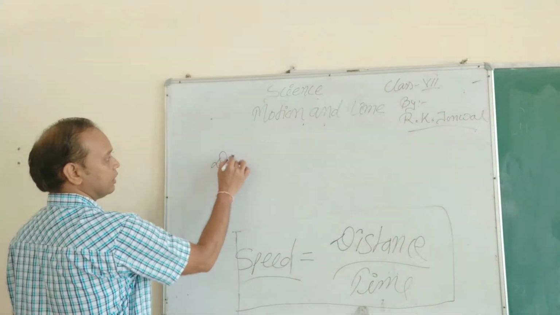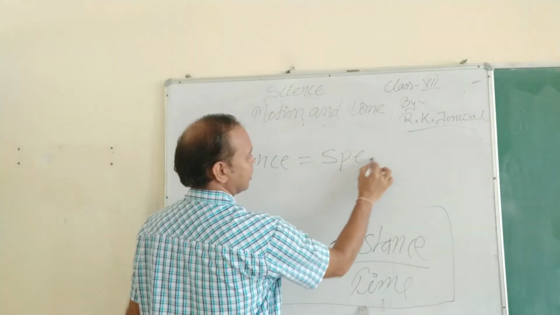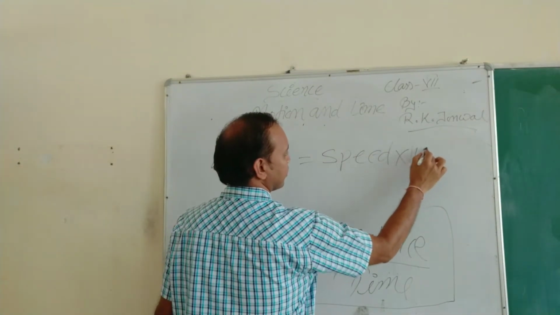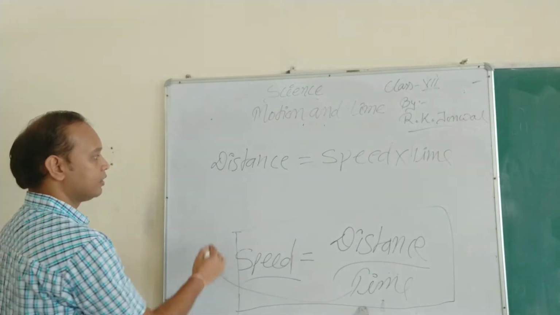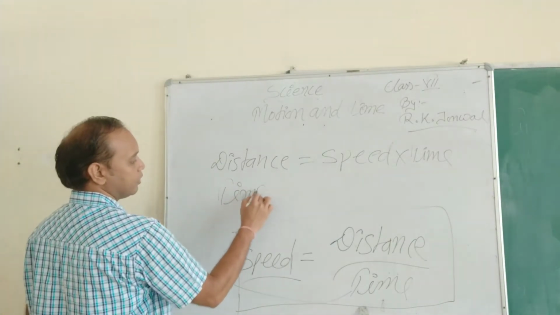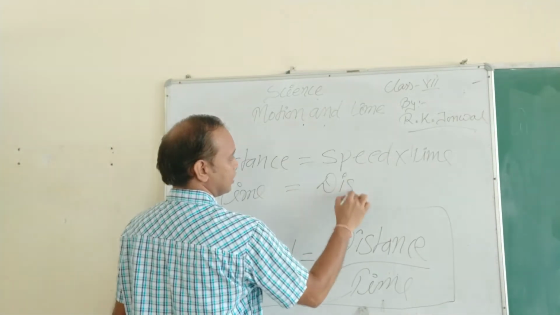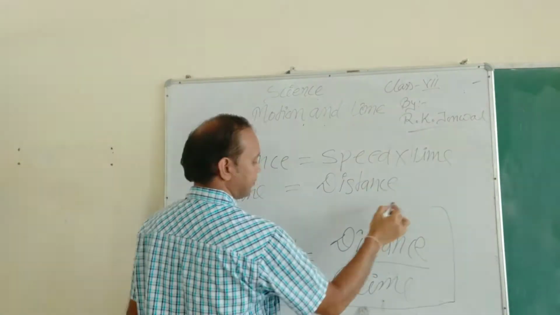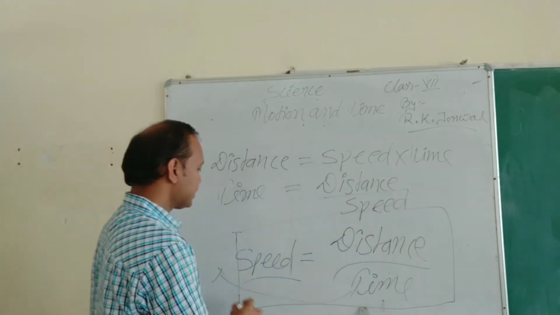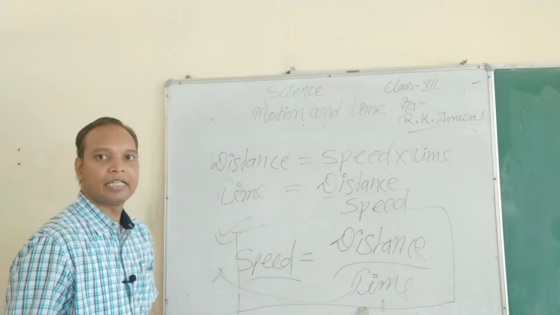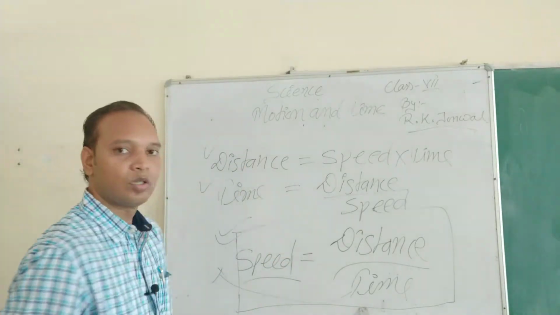Here, distance is equal to speed into time. That value moves here, and you can also calculate the time with the same formula, that is time is equal to distance upon speed. So with the help of this single formula, students, you can calculate distance also and time also.